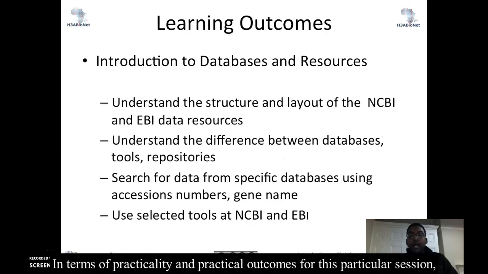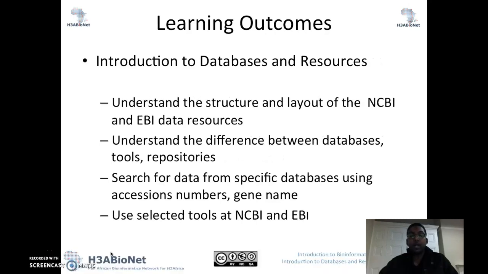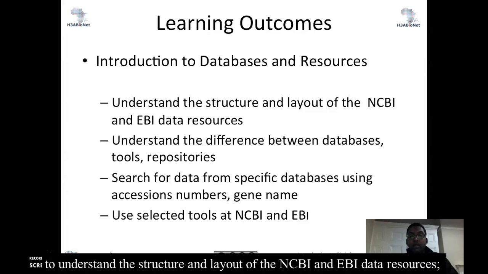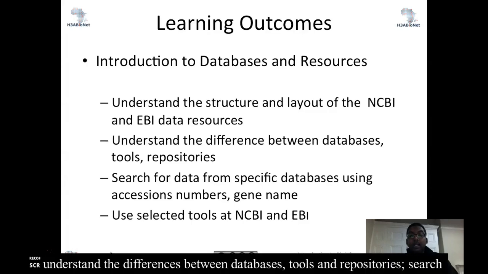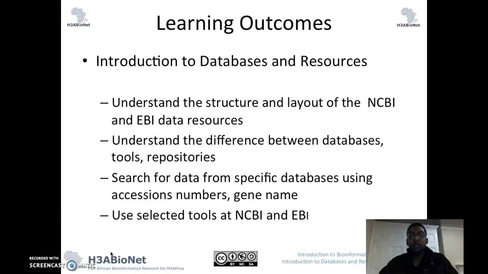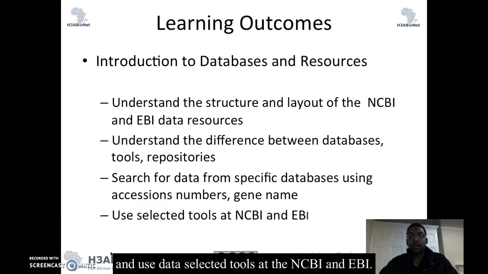In terms of practicality and practical outcomes for this particular session, we hope that at the end of the lecture and the practical session, you'll be able to understand the structure and layout of the NCBI and EBI data resources, understand the differences between databases, tools, and repositories, search for data from specific databases using accession numbers or gene names, and use some of the selected tools at the NCBI and EBI.